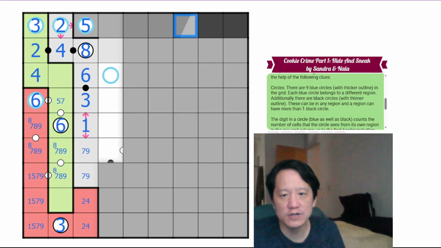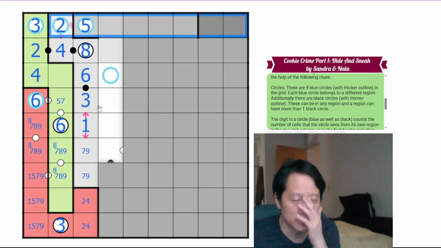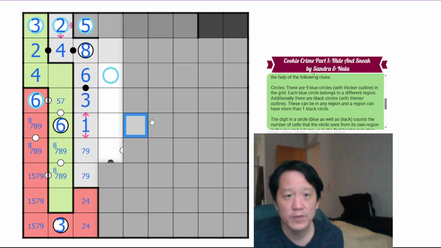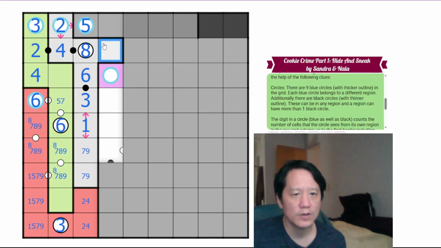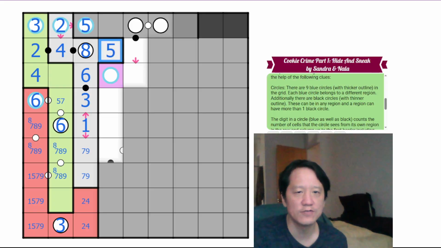This sees 5 cells, so this cannot be dark. It's medium, therefore that's a border there. It sees 2 borders there. This sees 1 border. This is a separate region, and so this must be light here. So that's done as a region here. This must be pink. This has to be 5 remaining. So this is 5.